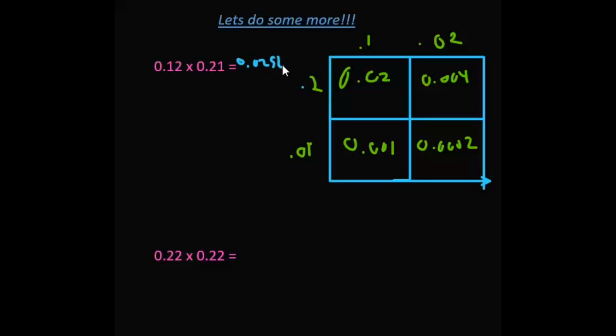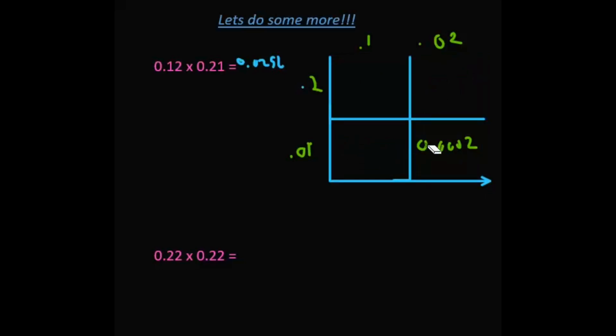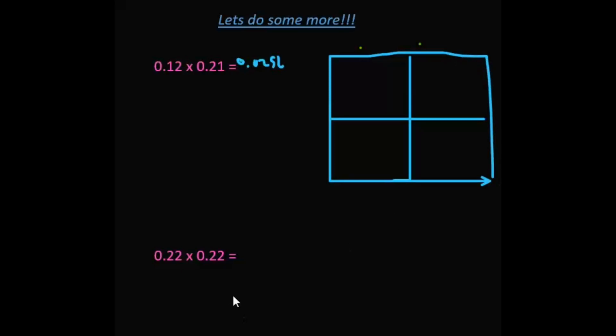0.0252. Okay. So now let's do the next problem. Oops. Okay, I guess you don't need that line. I can just draw it again. No problemo there. Okay, so now let me just fix up this here, not the straightest of lines, but it'll work. Okay. So now let's do 0.22 times 0.22.